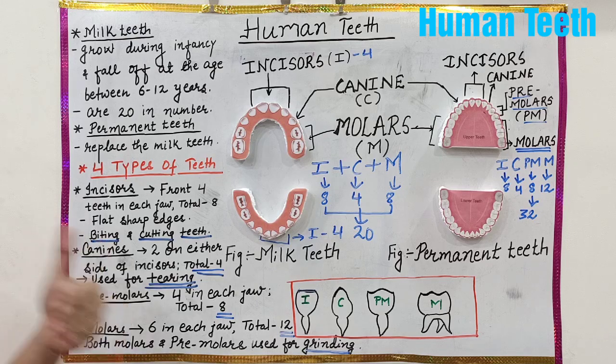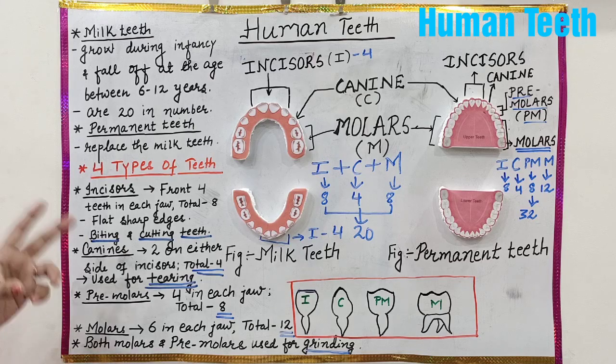Now we may recapitulate what we have learnt. We have learnt that we have 2 kinds of teeth. One is the milk teeth, which come during infancy and fall off at the ages between 6 to 12 years. They are 20 in number and they are replaced by the permanent teeth. And all the teeth are not similar in shape, size and function. They vary in shape, size and function.